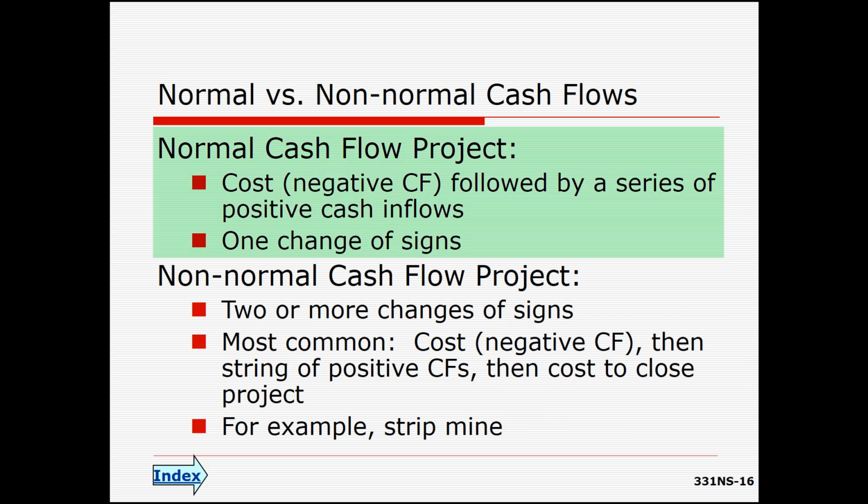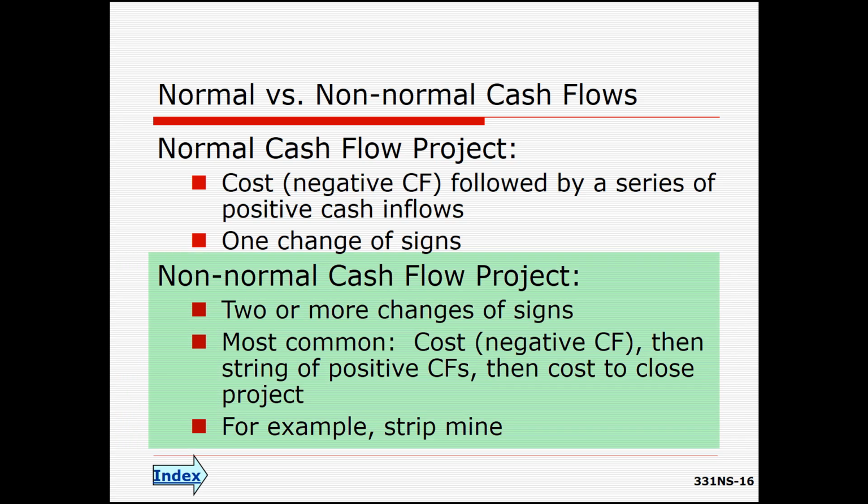A project with normal cash flows has one outflow investment at time 0, followed by a series of positive inflows for the life of the project. One change in sign from time 0 to time 1. Non-normal cash flow stream has 2 or more changes in sign. An example frequently given is a strip mine, where the land must be reclaimed when the mine is exhausted, causing a large negative cash flow at the end of the project.